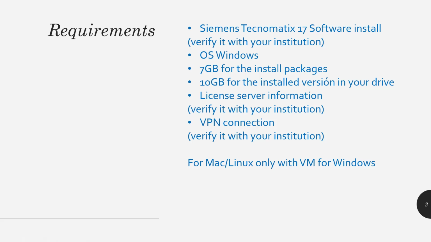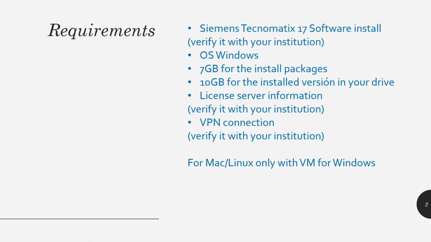After that, you need to get information about the license server. You will get the correct name or IP address to connect to your license server from your institution or your professor. If you are off campus, you need to use the VPN connection. In this case, you need to get the correct information to make the connection using the VPN system.